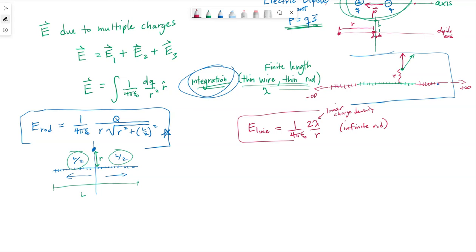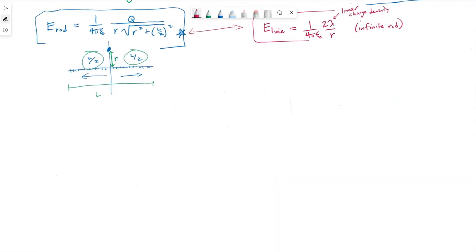Okay. So as far as a thin line or rod or wire, you're either going to integrate or one of these is going to work. But be careful to make sure, when these all work, that you are choosing the correct equation for the problem you are solving.